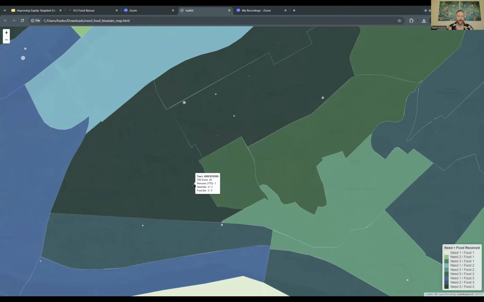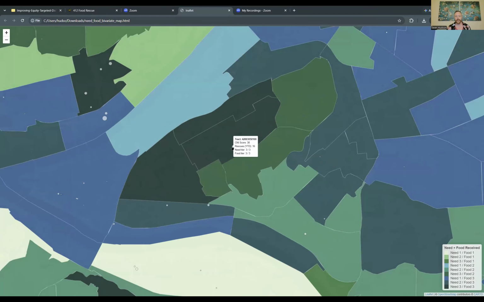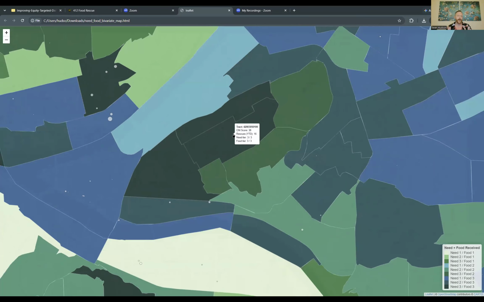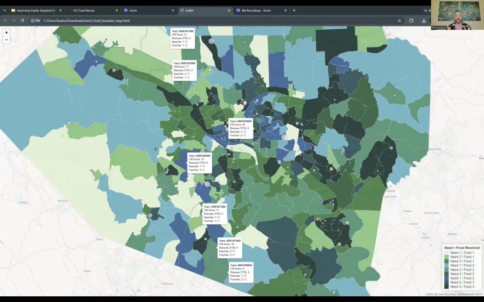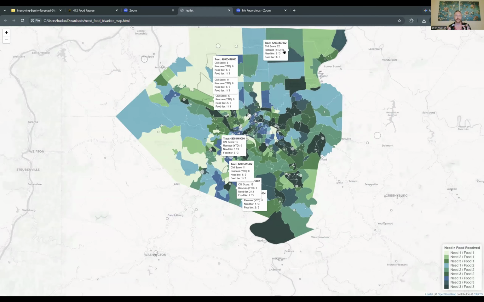But these dark green areas are ideal. This is high need, high food, perfect. And that does make a lot of sense because these are relatively high CNIs. In fact, there are only a few from the top, so they're probably in the top 10, 15%. And this is just one example of a map that you can pretty easily make with this very same data.